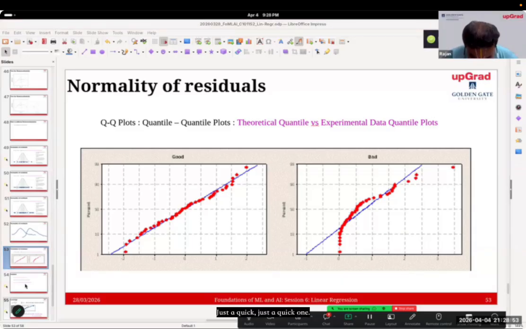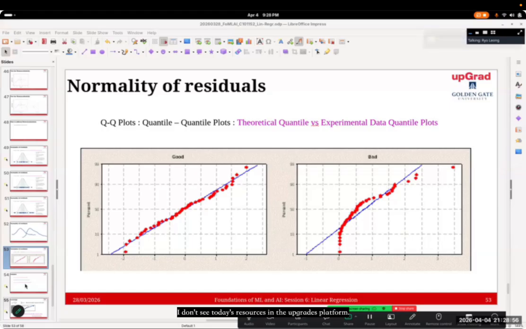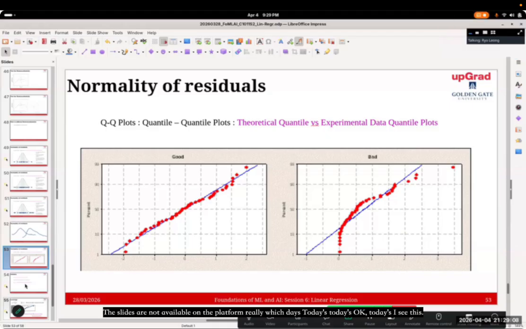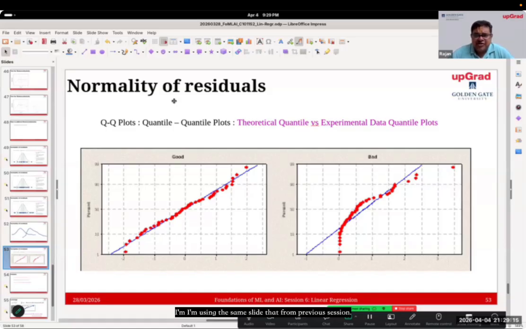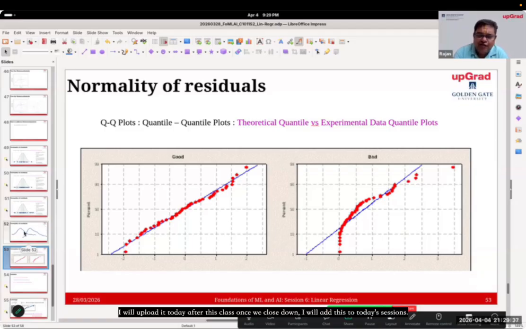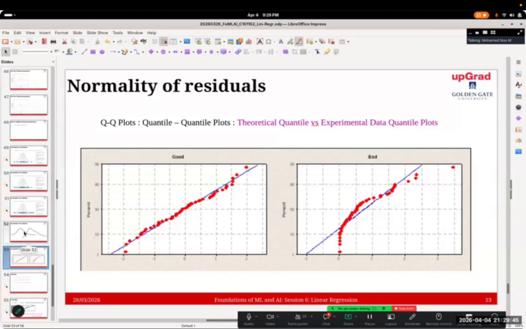Prof, just a quick one. I don't see today's resources on the Upgrade platform. The slides are not available on the platform. Really? Today's? I see. I'm using the same slide deck from the previous session, because I put everything in one slide deck and I'm continuing. I have not updated that. Professor, you make some additions and corrections during the classes, if possible, please. I will upload it today after this class. Once we close down, I'll add this to today's sessions. Thanks, Professor.